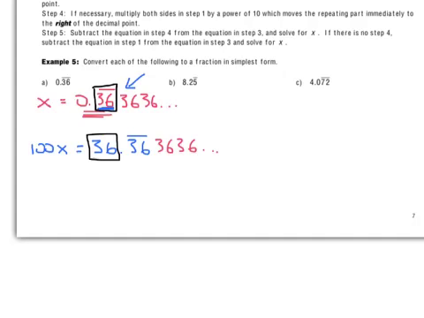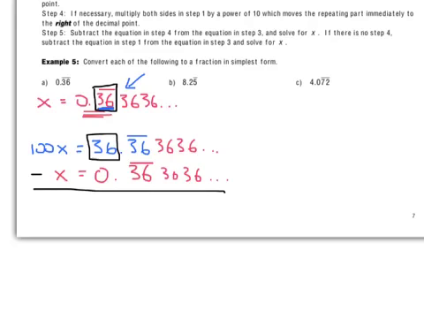So let me just rewrite the red equation here, and the red equation was x equals 0.3636 repeating, or 3636, and so on. So I'm going to put a big minus sign here and do some math. Let me just do the left side first. So if I have 100x minus 1x, I have 100 of something minus 1 of something, I get 99 of something, and that something is x in our case.